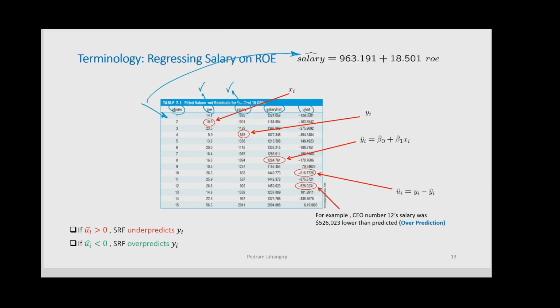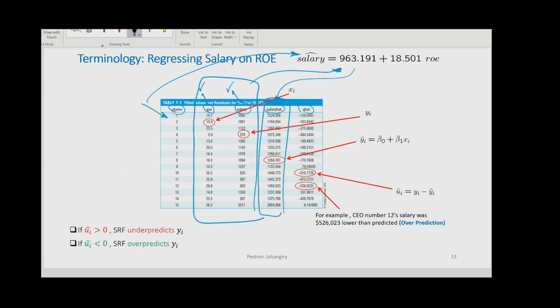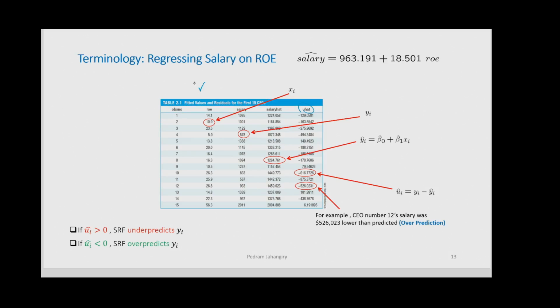OLS is going to use these two columns and give me back this equation, then I'm going to use this equation to make predictions for my Y hat. So I'll get this column, and when I have it, the difference between Y and Y hat, these two columns, is going to be my U hat. And U hat, remember, we gave it a name: residual. Let me go ahead and erase all these lines to make it clear.